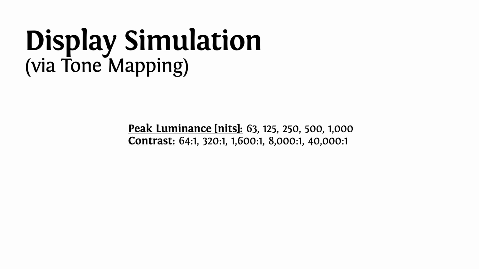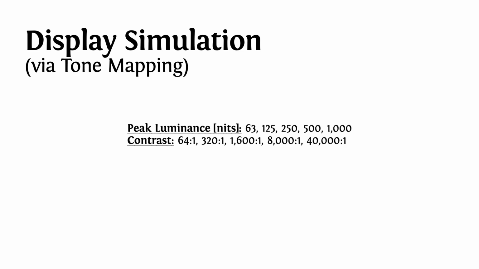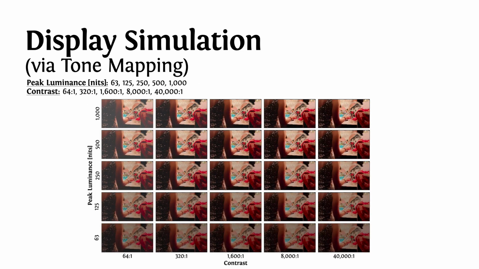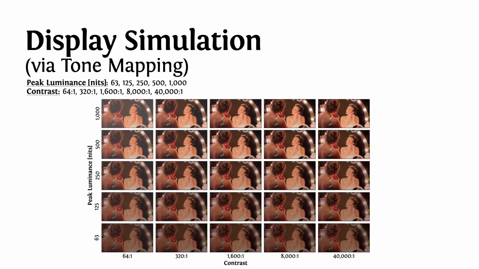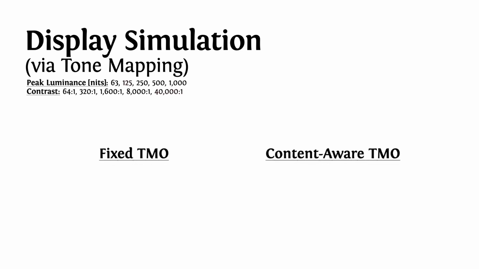Displays with different dynamic ranges were simulated via tone mapping operators or TMOs. We studied 5 contrasts and 5 peak luminance levels which span 3 orders of magnitude. In this work, we studied 1 simple and 1 complex tone mapper to show that the selection of tone mapping operator has a non-trivial impact on visual quality.